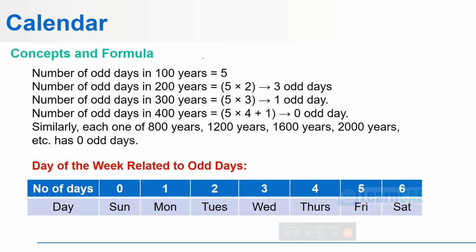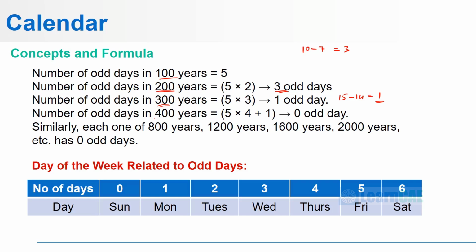Okay. Next, we shall see the number of odd days in different centuries. So we saw earlier that the number of odd days in 100 years is equal to 5 odd days. Next, the number of odd days in 200 years is equal to 5 into 2, that is 10 minus multiple of 7. Here it is only 1 times, so it is 10 minus 7 is equal to 3. So there are 3 odd days in 200 years. Next, in 300 years there are 5 into 3, 15 minus multiple of 7, that is 14, which is equal to 1. Therefore, there is 1 odd day in 300 years.